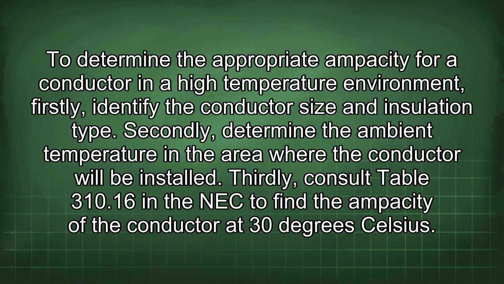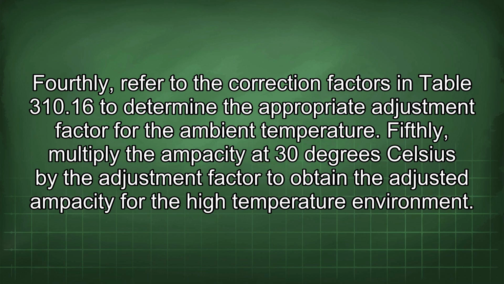To determine the appropriate ampacity for a conductor in a high-temperature environment, firstly, identify the conductor size and insulation type. Secondly, determine the ambient temperature in the area where the conductor will be installed. Thirdly, consult Table 310.16 in the NEC to find the ampacity of the conductor at 30 degrees Celsius. Fourthly, refer to the correction factors in Table 310.16 to determine the appropriate adjustment factor for the ambient temperature. Fifthly, multiply the ampacity at 30 degrees Celsius by the adjustment factor to obtain the adjusted ampacity for the high-temperature environment.